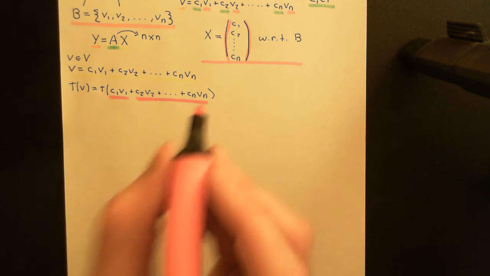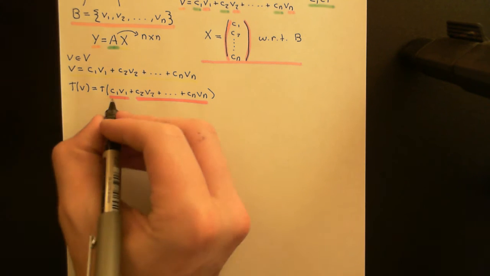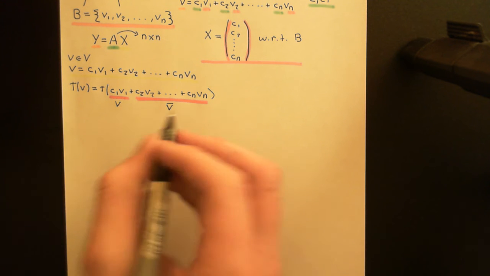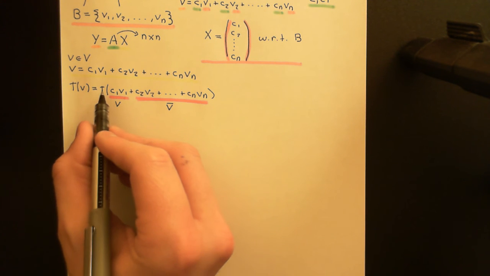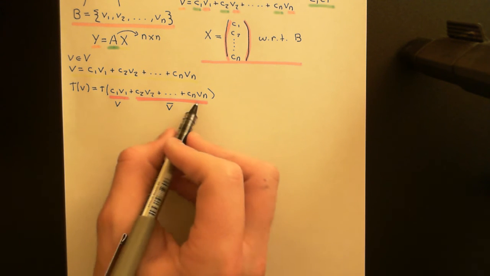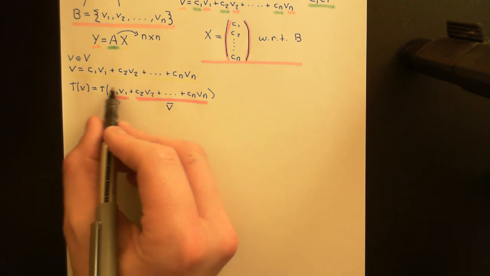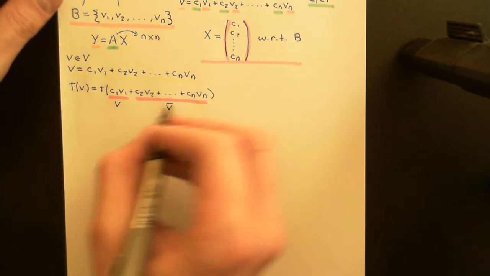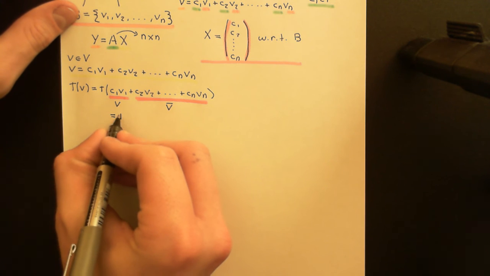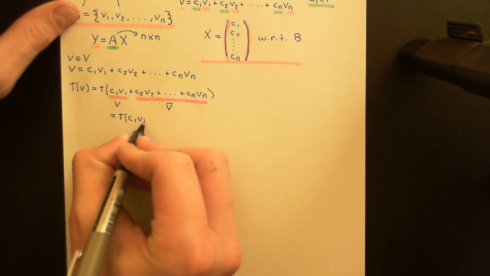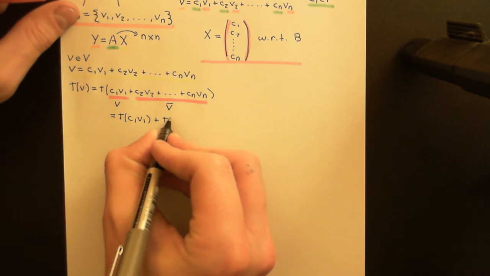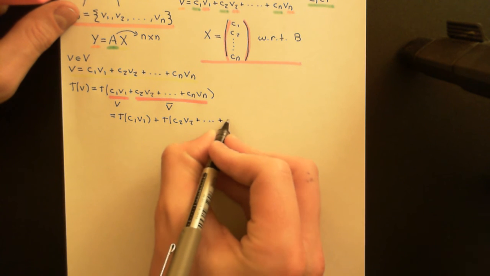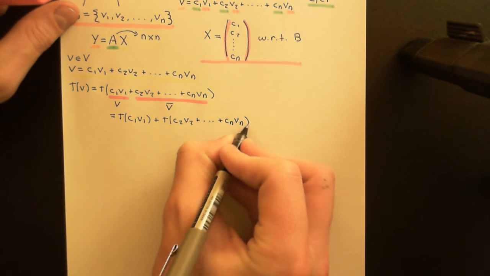I'm going to view that as a vector. Okay, so if you like, you can view this as your vector v, and this is your vector v bar, and then what you've got is just T of one vector plus another vector. After all, this is just a vector, and this is just a vector, so it's perfectly valid for you to do that. And then of course what you can split this down into is T of c1 v1 plus T of c2 v2 plus all the way along to cn vn.